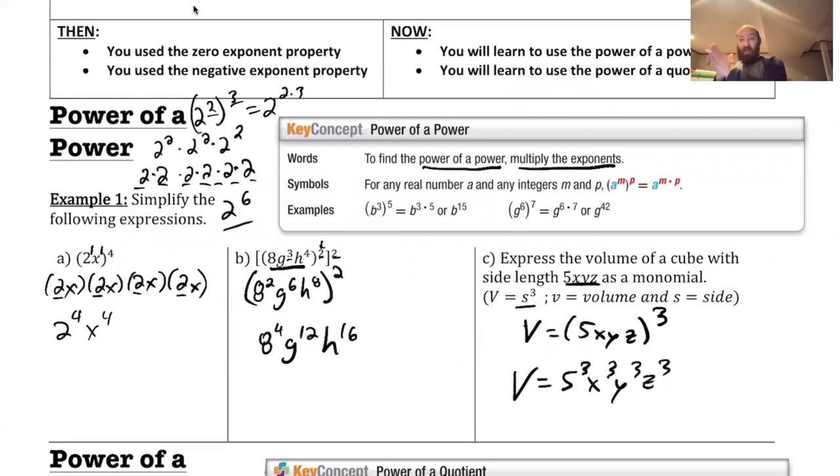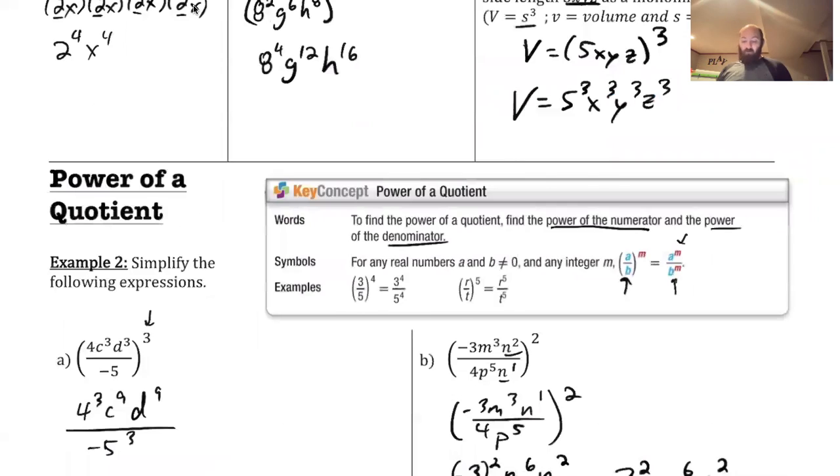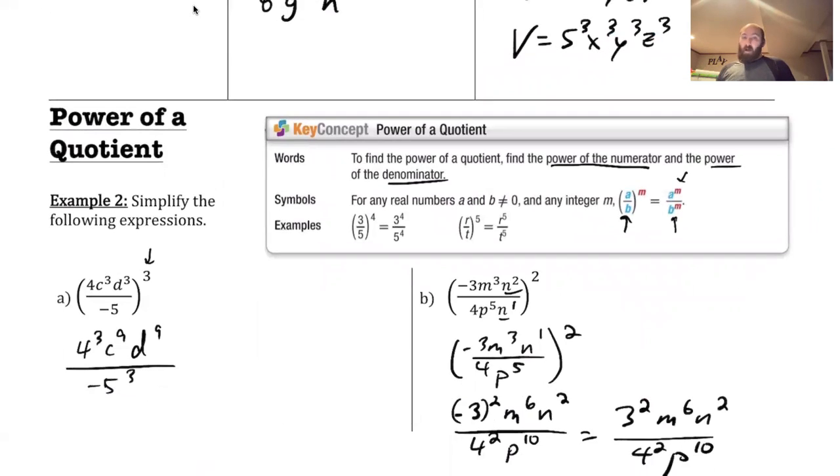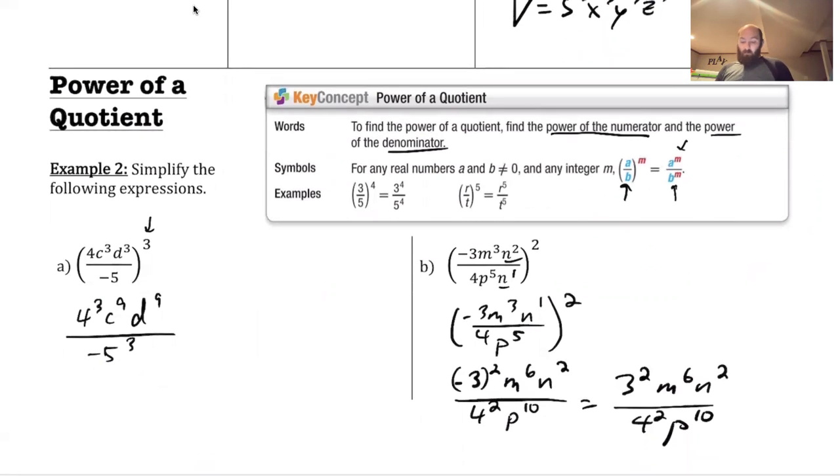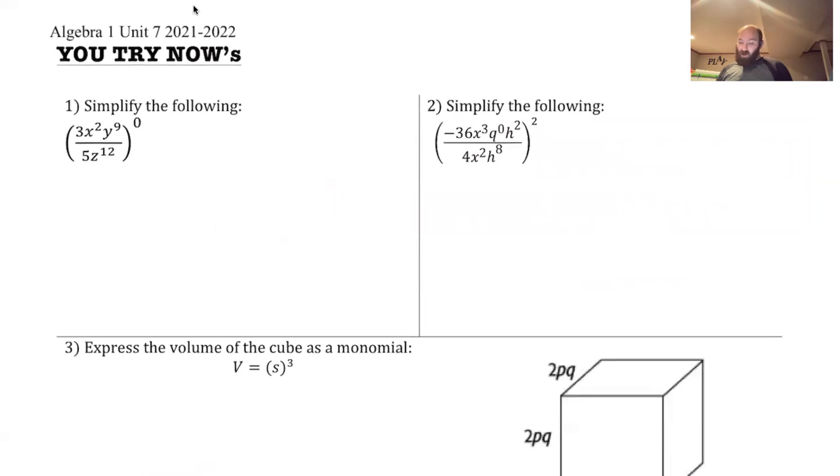Power to a power, we take anything inside the parentheses, take their exponents, and multiply by the outer exponent. Power of a quotient, both numerators and denominators get raised to that exponent power. The other thing that came up today, it might be helpful. If you look at some of the try nows, it happens here. Simplify inside first. Simplify the inside before you try to do that. You can also take these two and divide them, make those smaller numbers.